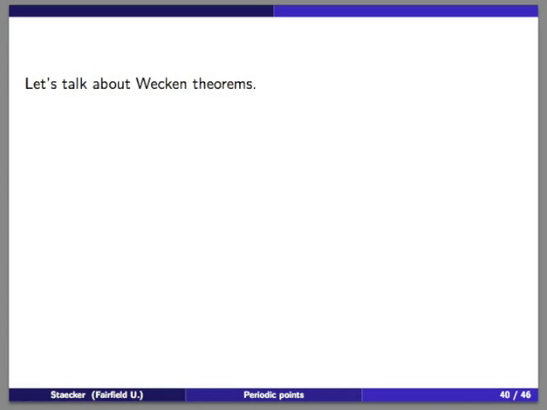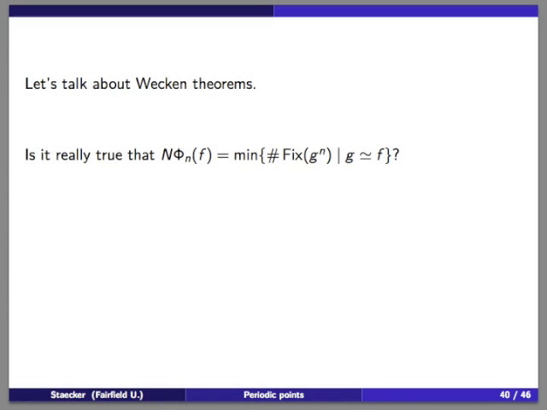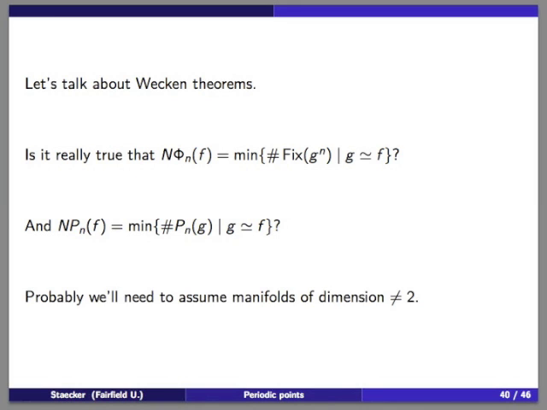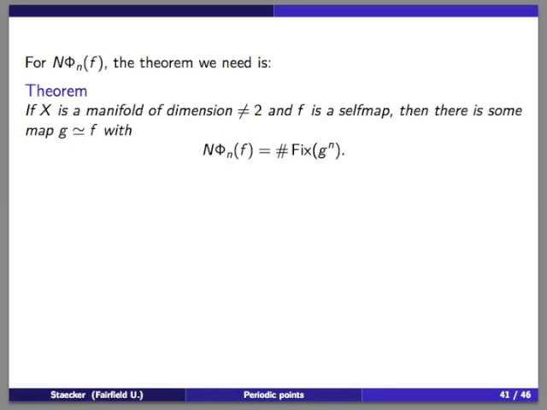I have about 5 or 10 minutes left, something like that. So the question is, is it really true that N phi n is the minimum number of periodic points in period n that you can get? This is a big question, and a similar question for NPn: is this really the minimum number of points at minimal period n that you can get by homotopies? As usual, we definitely have to assume that we are not in a surface, so manifolds of dimension not 2.